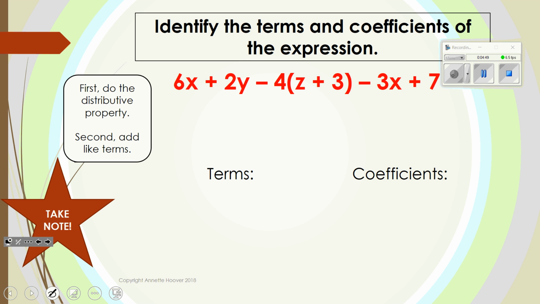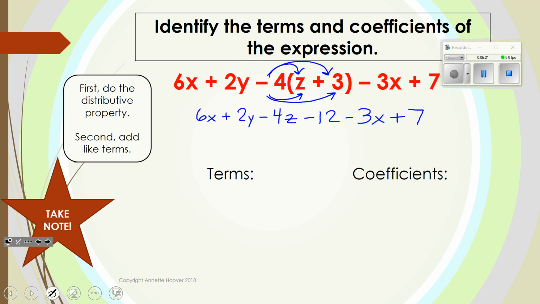Now, if your algebraic expression is not simplified, you cannot identify the terms and coefficients until it is simplified. When I see this one, the first thing I see is that I have the distributive property. So to simplify this, we're going to start by doing that. So I'm going to copy down the 6x, 2y. Now I'm going to do negative 4 times z, which is negative 4z. Negative 4 times a positive 3, which is negative 12. Copy the rest of the problem, negative 3x plus 7.